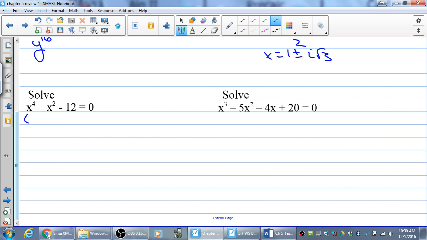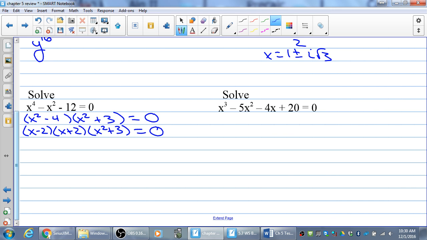This one is just our normal two parentheses, but this has to be x squared. That has to be x squared in order to get x to the fourth. So they both have to be x squareds. Factors of negative 12 that add to negative 1 are negative 4 and plus 3. We can keep factoring this one. X minus 2, x plus 2, but there's no sum of two squares. That one does not factor because the answers are imaginary.